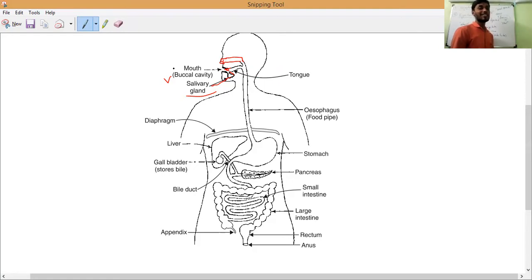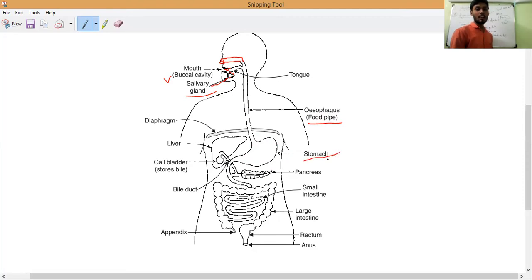Okay. So now the food is entering into this tube. What is this tube called? Food pipe. So that food pipe is called the esophagus. Now food is entering into this esophagus. Now here, if you observe, we have a J-shaped one. What is that J-shaped one? This J-shaped one is called what?